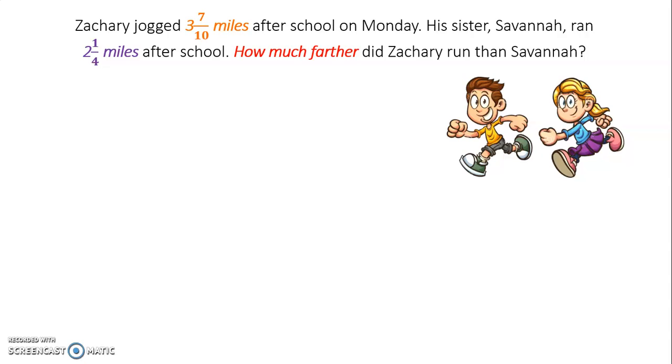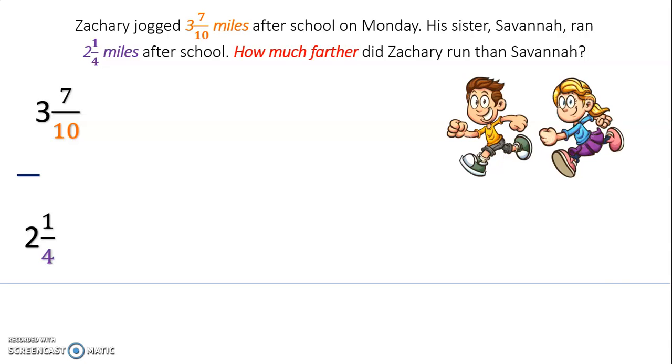Zachary jogged 3 7/10 miles after school on Monday. His sister Savannah ran 2 1/4 miles after school. How much farther did Zachary run than Savannah? Based on our keywords, we are going to subtract 2 1/4 from 3 7/10.